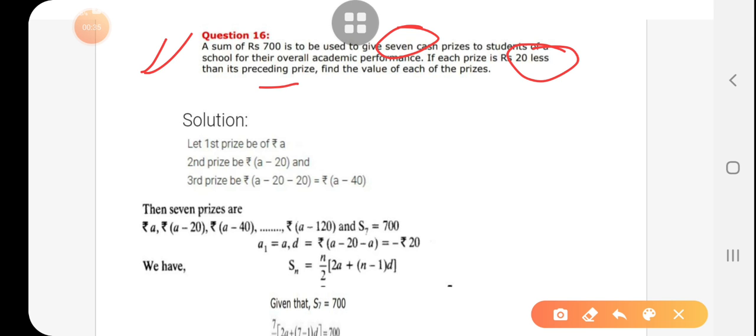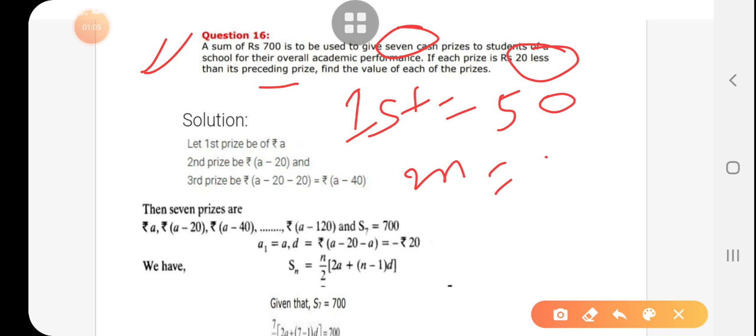It means 700 rupees is given for 7 prizes, and the condition is that the difference between the prizes should be 20. Suppose the first prize which you give, the second prize should be 20 less. For example, suppose you choose the first prize as rupees 50, then the second prize should be 20 less, that means 30. Similarly, the third prize will be 20 less, and so on.